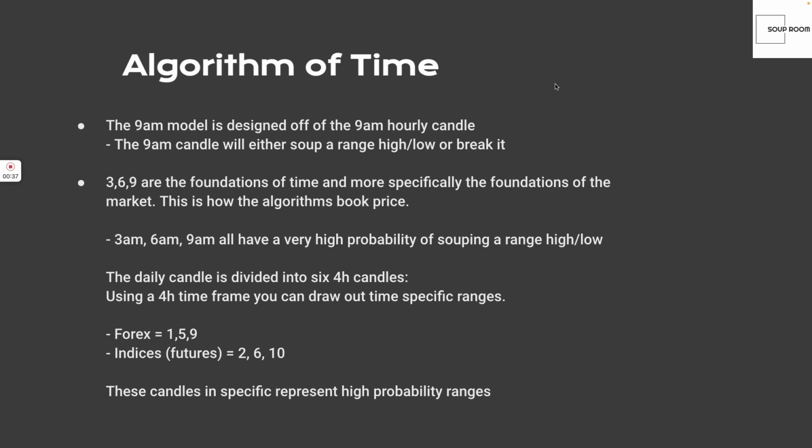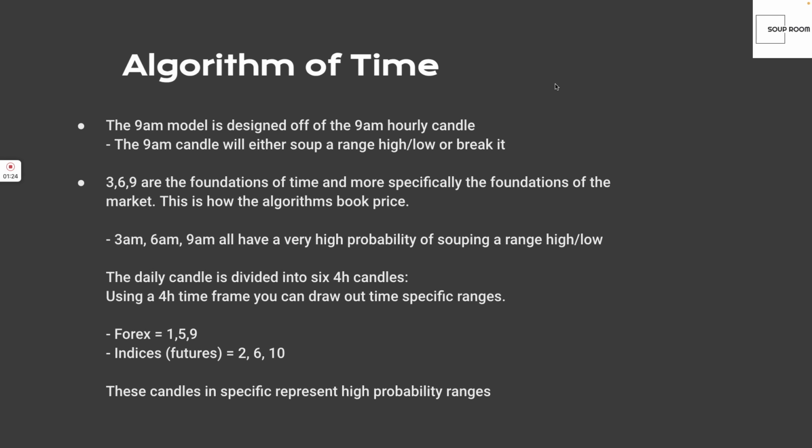At 9 a.m. specifically, during the 9 a.m. hour. 3, 6, 9. These are the foundations of time. And more specifically, the foundations of the market. This is how the algorithms book price. At 3 a.m., 6 a.m., 9 a.m., there is always going to be a very high probability of souping a range high or low, or breaking it. Always, every single time.